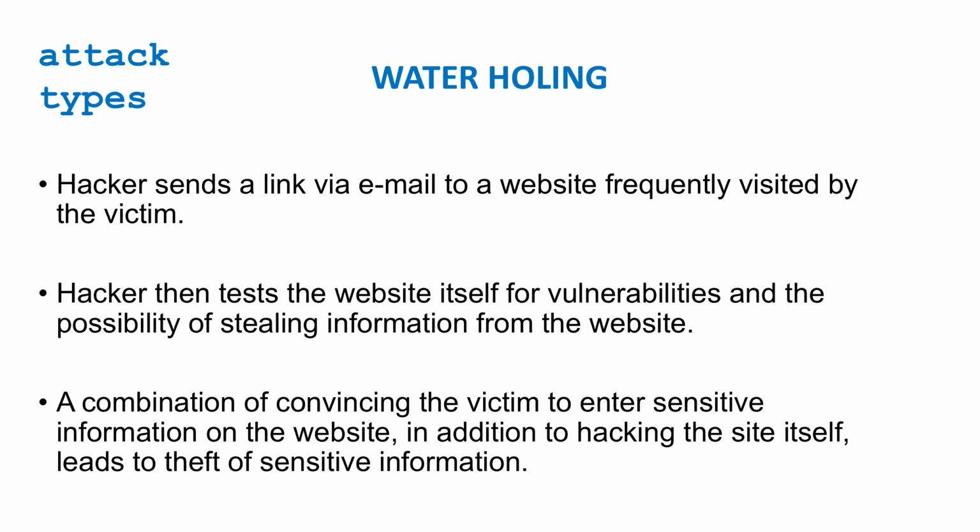In waterholing, the hacker uses a combination of a trusted website and vulnerabilities within the website in order to gain access to sensitive information. The hacker first sends an email or other message to the victim with a link to a trusted website. They request that the user enter some information in a given form on the website. In the meantime, the hacker has discovered vulnerabilities within that website and leverages those vulnerabilities to then steal the information provided by the user in the web form.